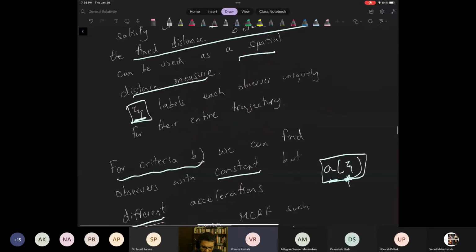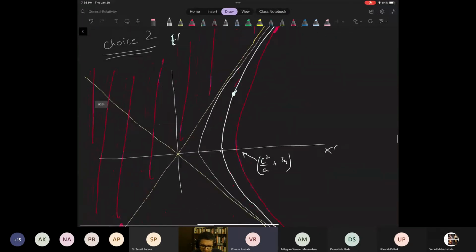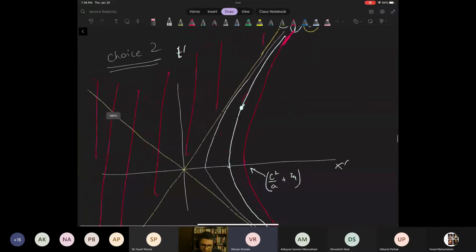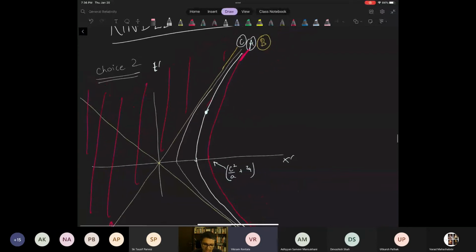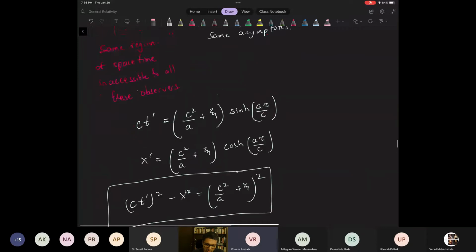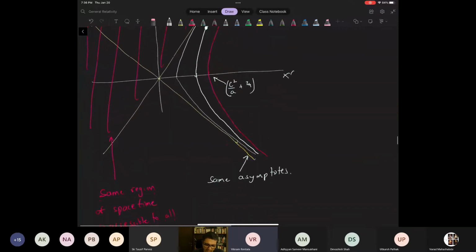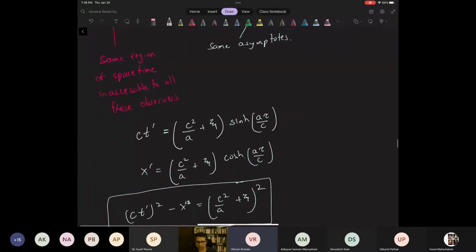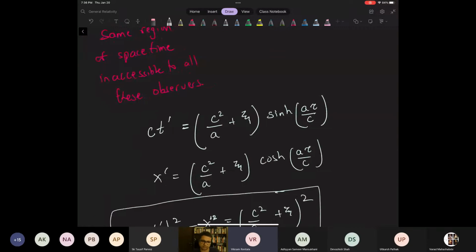Okay, so let's construct these Rindler observers. Let me just write out the basic idea here. I won't construct them from first principles. I'll just write down the answer and then I'll tell you how this answer gives us what we want. So the idea is, let's consider this family of trajectories.